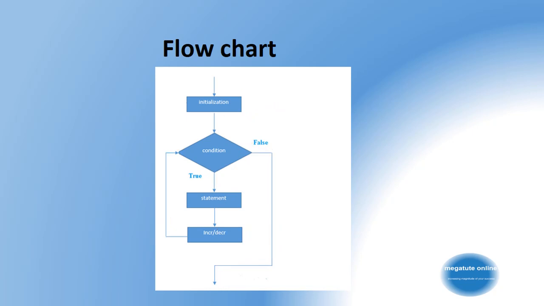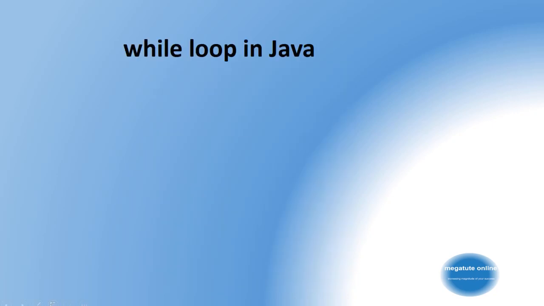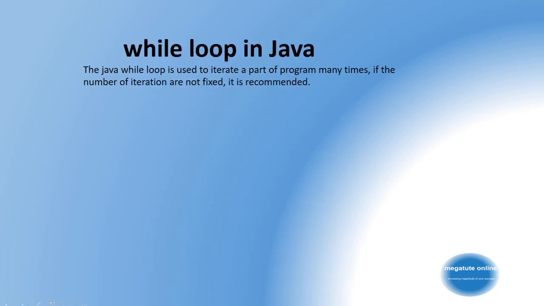So this is the full flow diagram of a for loop in Java. Now we move on to the next kind of loop, which is the while loop in Java. The Java while loop is used to iterate a part of a program many times, just like the for loop. But if the number of iterations are not fixed, we recommend this. The for loop we were using when the number of iterations were fixed. Now here, we recommend that if the number of iterations is not fixed, we should go for this.